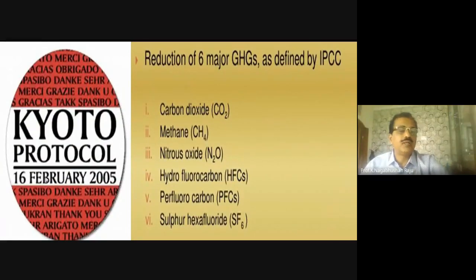So the main aim of the Kyoto Protocol, again standards, was the reduction of 6 major greenhouse gases as defined by the IPCC. The IPCC is the Intergovernmental Panel on Climate Change, constituted by the United Nations to control and monitor the 6 greenhouse gases, namely carbon dioxide, methane, nitrous oxide, hydrofluorocarbons, perfluorocarbons, and sulfur hexafluoride. All these are basically emissions either through refrigerants or through combustion processes.